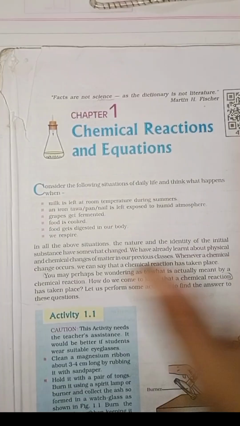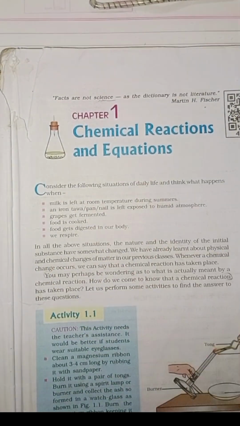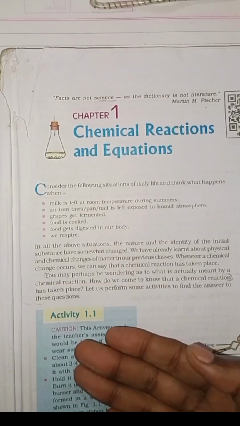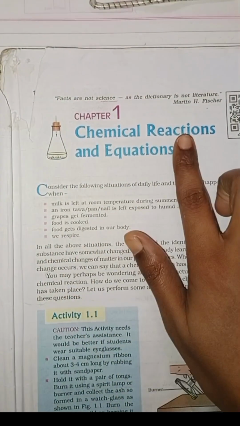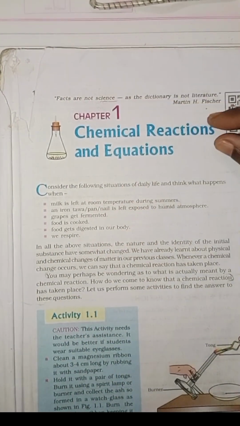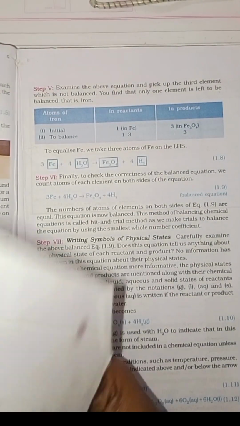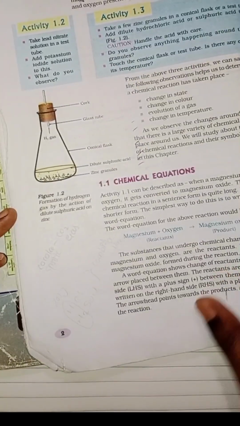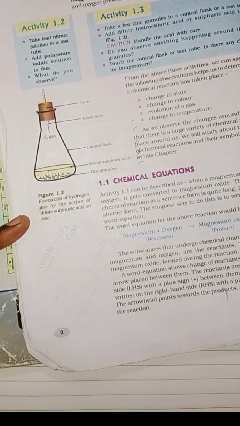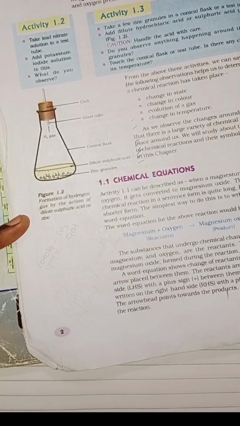So, chemical reactions and equations. Up to now we discussed activity number 1, the definition of a chemical reaction, and the properties of a chemical reaction. Today we are discussing what chemical reactions are, how to represent them, and how to balance a chemical reaction. So let's start this session.